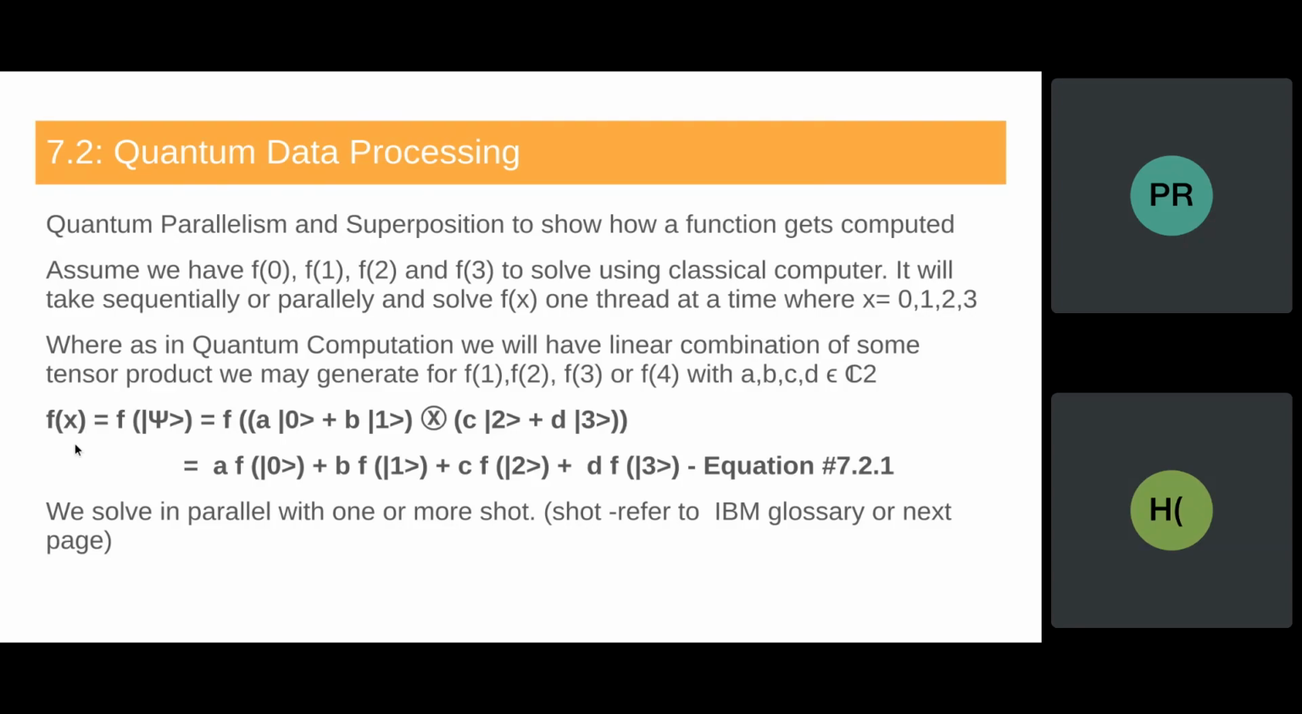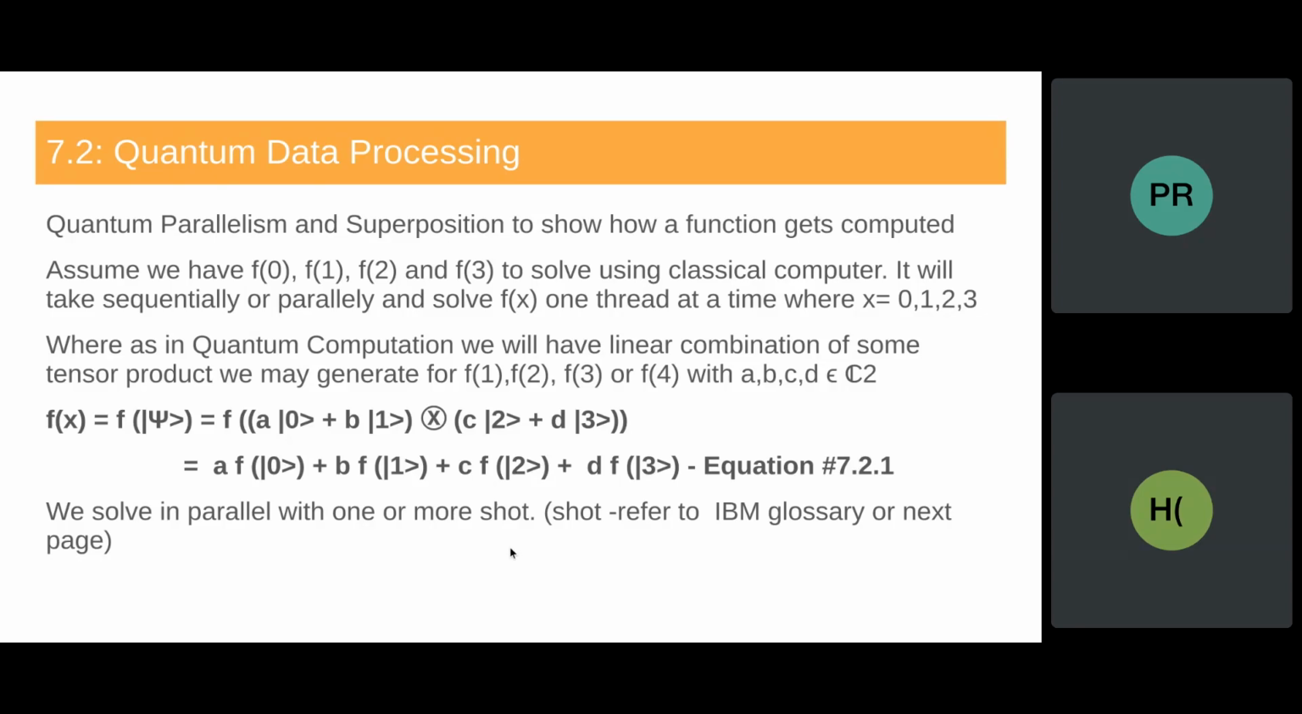So if you can write f(x) as some state consisting of, for example, a linear combination of a0, b1 and c2 using a tensor product, then we can have the coefficients brought out with a function of ket 0, ket 1, ket 2 and ket 3. So we can solve this problem in one shot, or one or more shots.